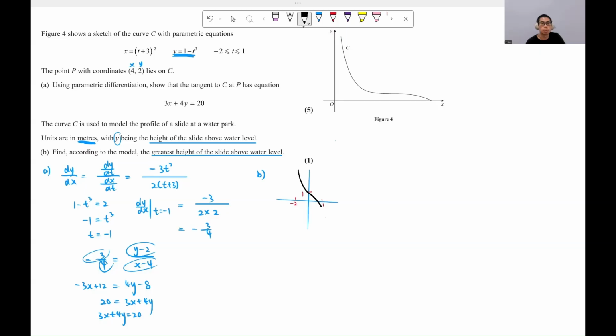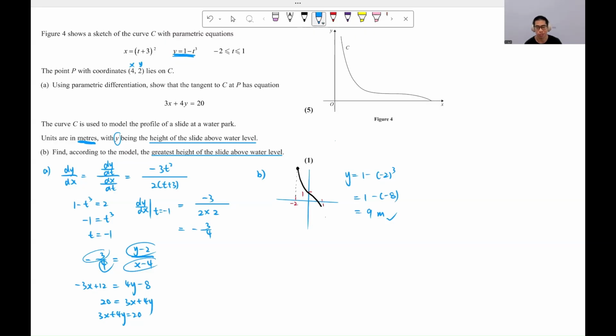So we just have to plug in t equals -2. Clearly, when t equals -2, y is the largest possible value. If we plug in, y equals 1 minus (-2) cubed, which is 1 minus -8, which is positive 9. So 9 meters would be the greatest height. You don't have to sketch it out because this one is quite simple. It's only 1 mark.